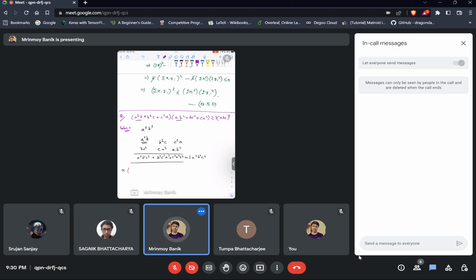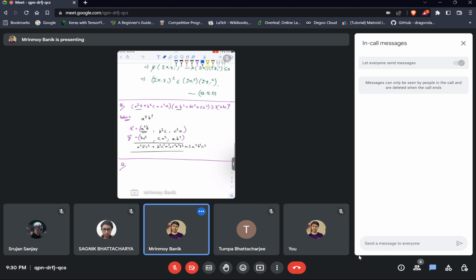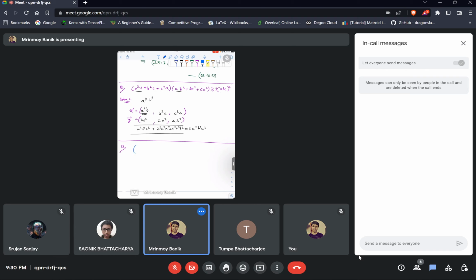So take x as this vector and y as this vector. Next we have x by 2 plus y by 3 plus z by 6, this less than or equal to x squared by 2 plus y squared by 3 plus z squared by 6.